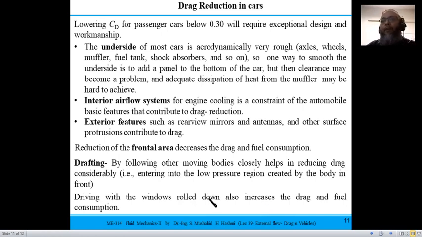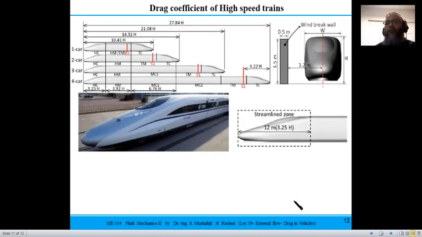On a highway when you are moving at high speed, the drag is considerable. Once your windows are open, that actually increases the drag. So one way is to close the windows and switch on the AC. The power given to an AC would be less than the power consumed due to the drag force. So these are the measures which can help us in reducing the drag.